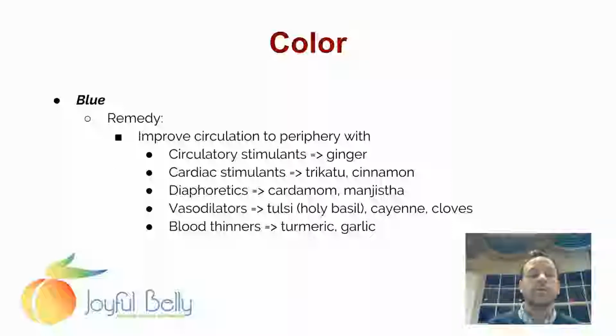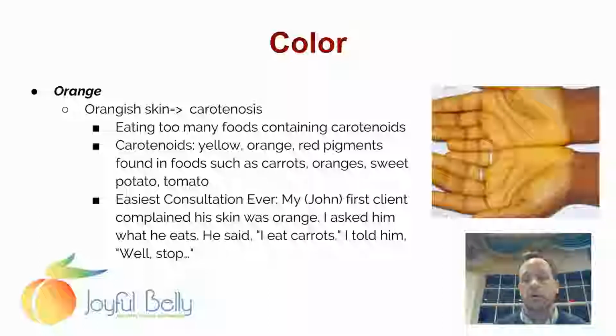And the remedy for blue colored or tinted skin is to refresh circulation. Improve circulation to the periphery. Periphery just means the skin, by the way, as opposed to, say, your heart, which is not in the periphery, or your liver, which is not in the periphery, but your skin is the periphery. So you want to improve circulation with circulatory stimulants, cardiac stimulants like ginger or trikatu or cinnamon, diaphoretics like cardamom or manjistha, vasodilators like tulsi, cayenne, and cloves, and blood thinners like turmeric or garlic.